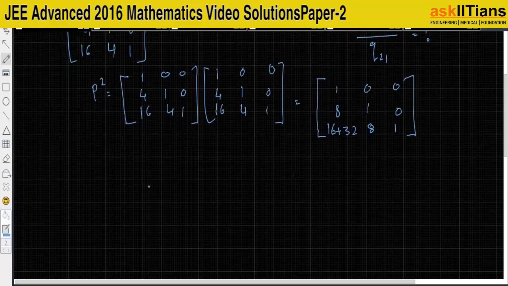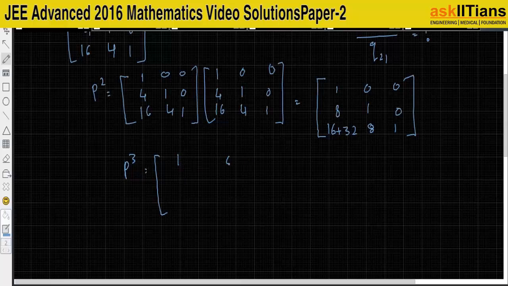Similarly, if I find out P cube, you will see that there is a pattern which is coming out here. So P cube will be 1 0 0, here I'll get 12, here I'll get 1 and 0, and here again I'll get 16 plus 32 plus 48. I'm not adding the numbers because I can see clearly that there is a pattern. First I got 16 plus 32, in P cube I got 16 plus 32 plus 48.